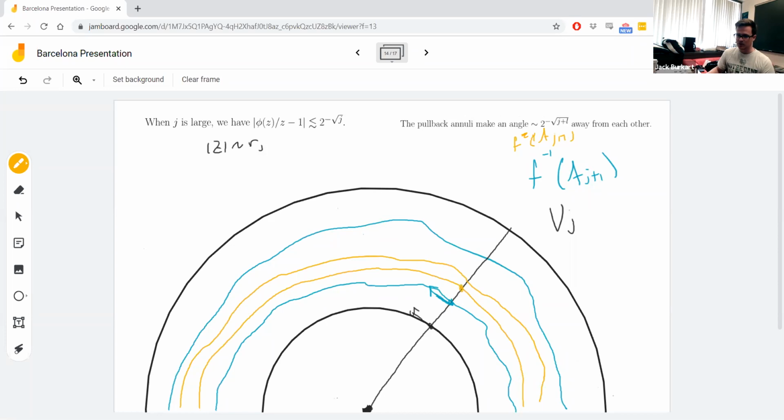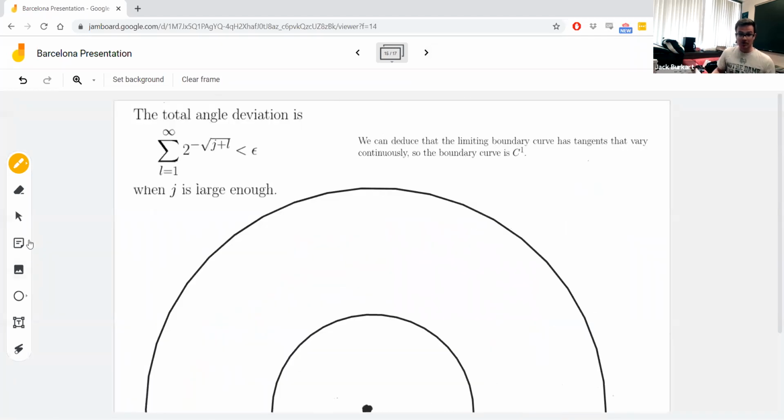Then I can look at the difference between the blue tangent vector and the yellow tangent vector. And that's going to be even smaller because that's going to be determined by the error in a_{j+1}. So the pullback annuli are making these smaller and smaller angles with each other. And fortunately for us, this gives a total angle deviation of 2 to the minus square root of j+l as we keep on going forward. And we can make this as small as we would like when j is large enough. So this means that the total angle deviation can only change by a very small amount.